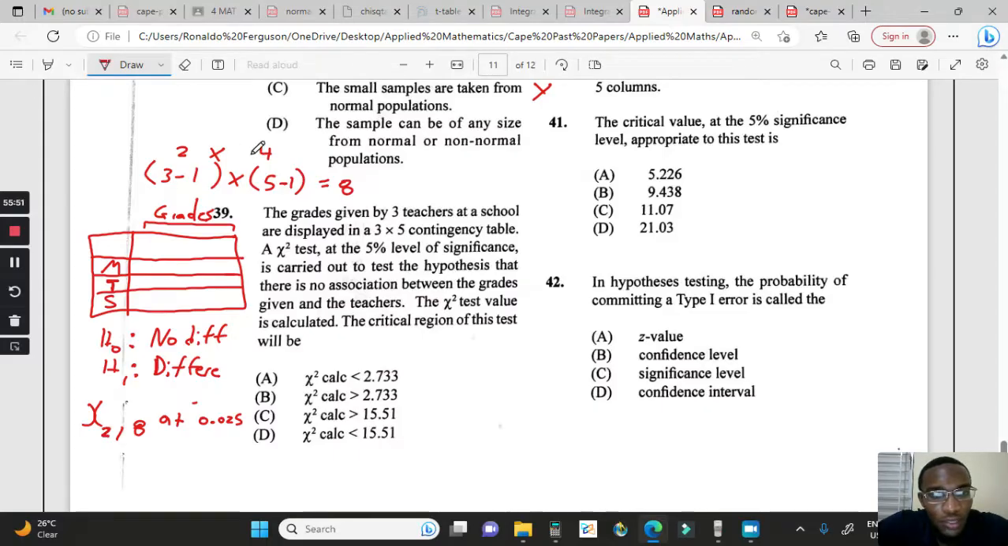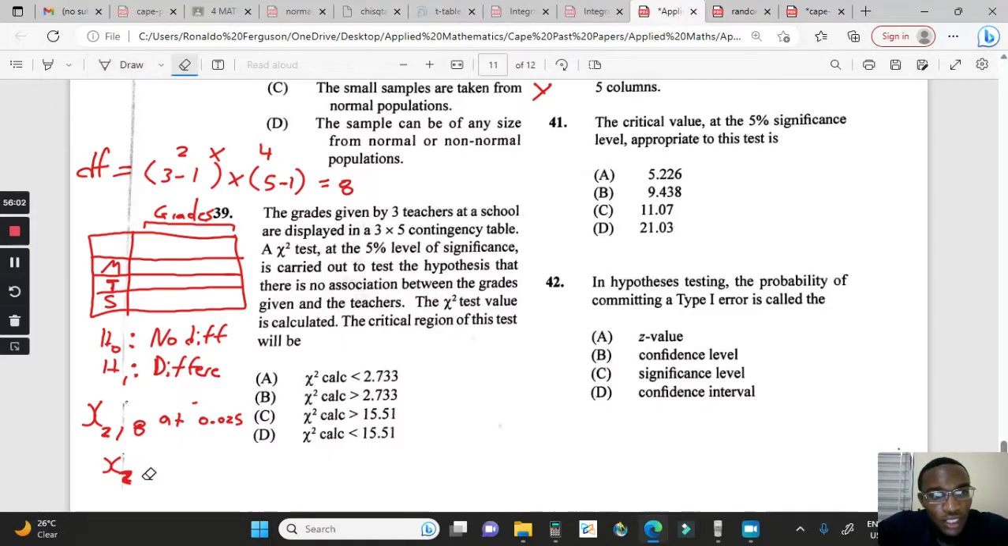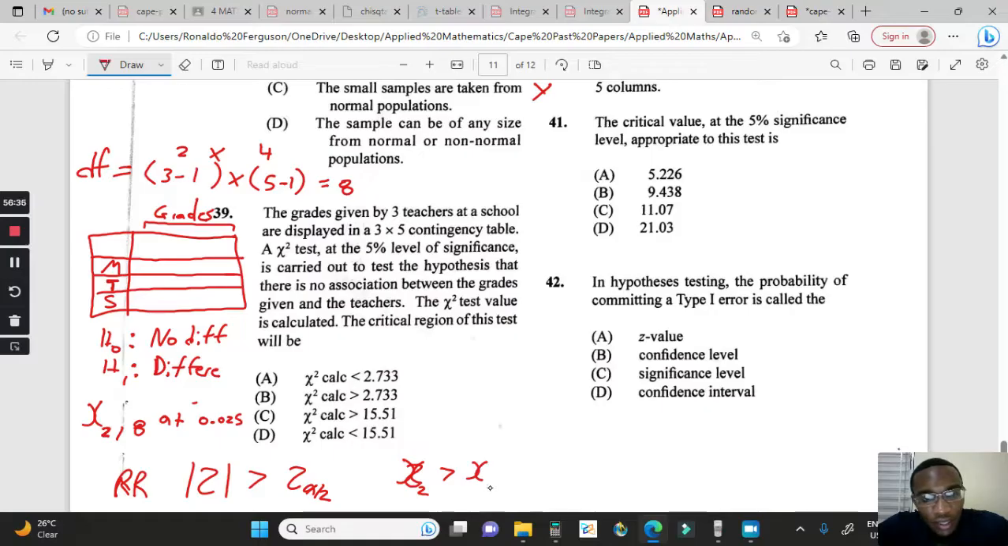And then we, of course, multiply them. That should give us our degrees of freedom. All right, and then, of course, we do our rejection region. This would be our rejection region. The rejection region, remember, is when our test statistic, if mod z is greater than z alpha over 2. In our case we're not looking at normal distribution, we're looking at if chi-square calculated is greater than our chi-square value with 8 degrees of freedom, and that should be 0.025 because it's a two-tailed test.